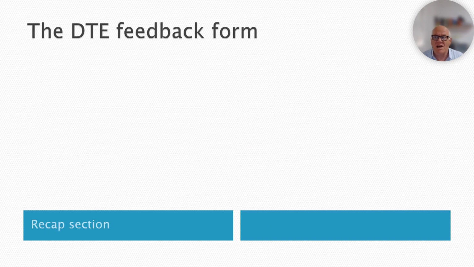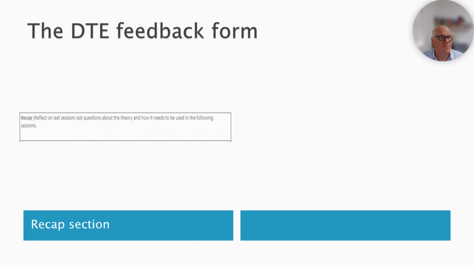Okay, on the next section, you'll see something that says recap, and I put a bit more information in there than I used to have. It's reflecting on the last session. Even if this is the very first session with them, you can talk about history, things that they've done before, but you would normally look at the last session and reflect, asking questions about the theory and how it needs to be used in the following sessions, for example, or whatever. But we're going to build. Remember, every lesson, it's telling the story. You're building on the previous story. A recap shouldn't pose us too many problems.